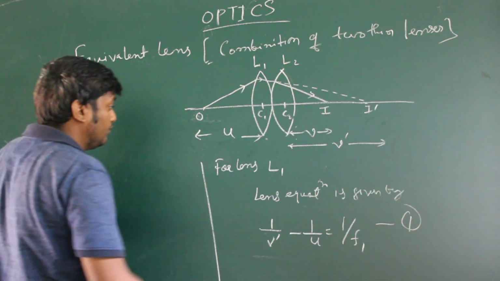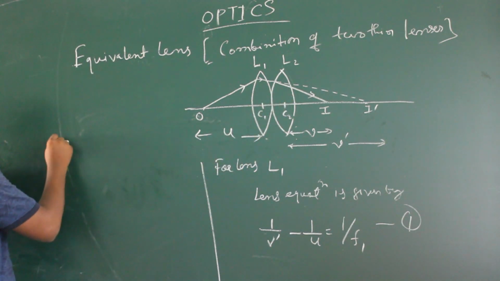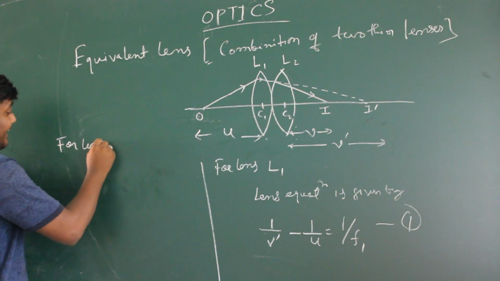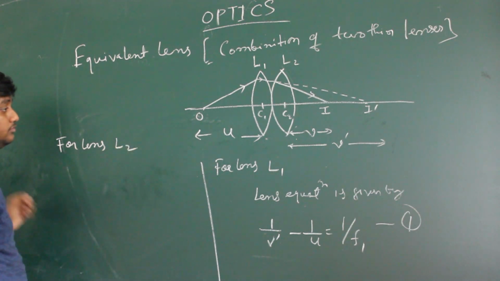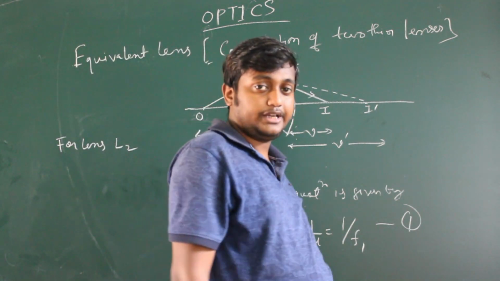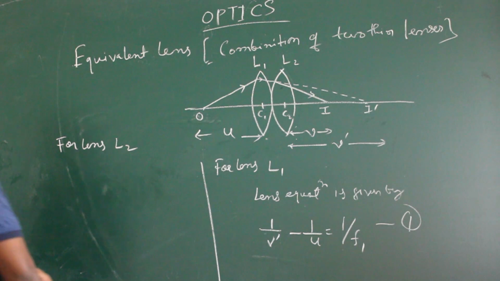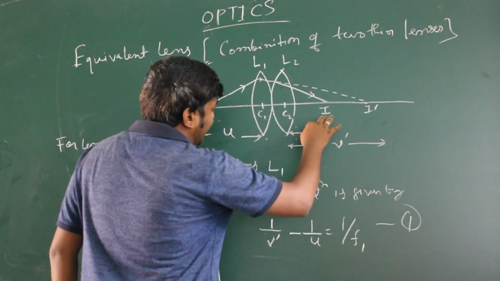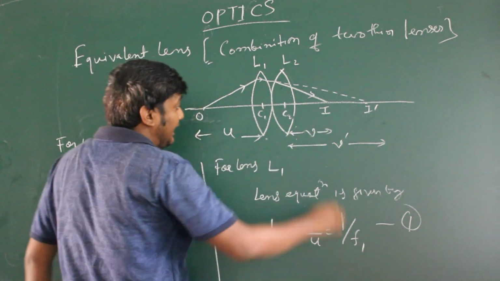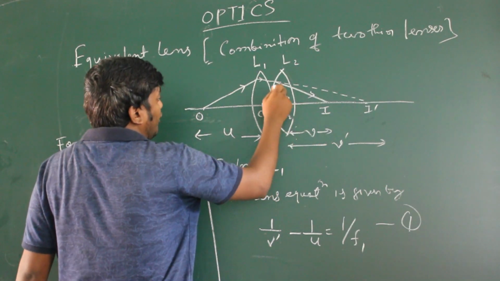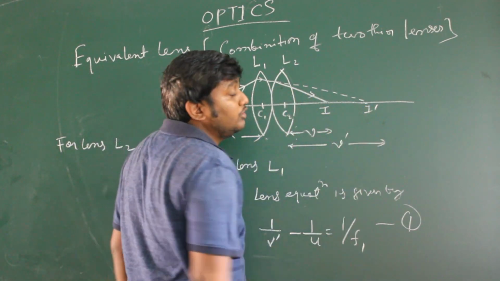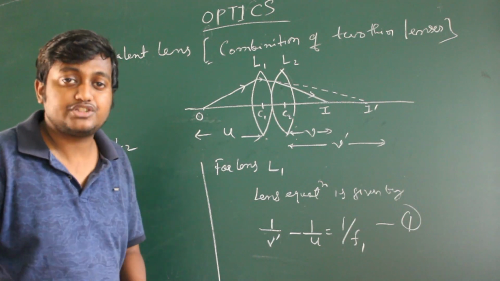Again, now consider lens L2. Now you see for lens L2, I is the image. For this lens, I dash will act as a virtual object.